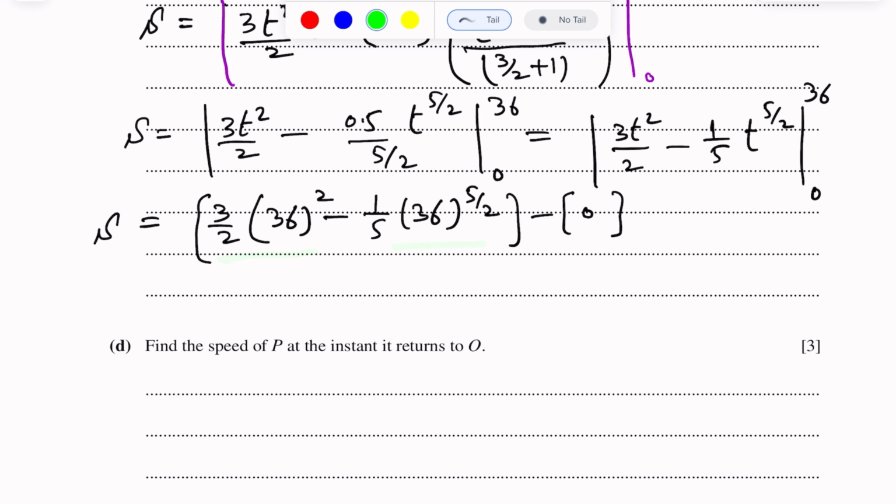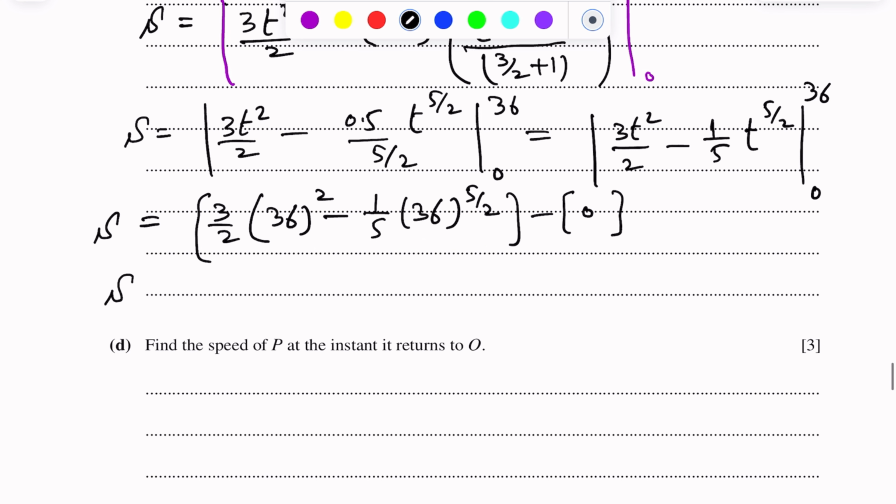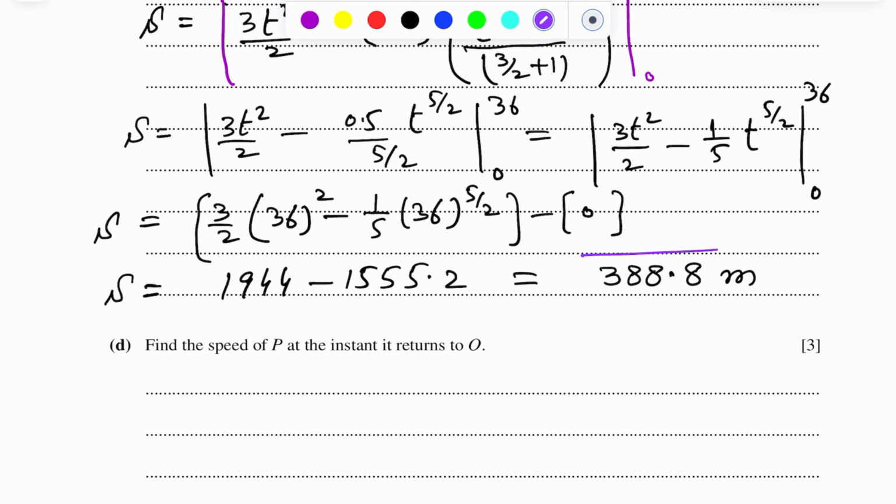Now simplifying this, we finally get the distance by subtracting the second term from the first term using a calculator. After calculation, the first term will be 1944, and the second term 1555.2, and finally the answer is 388.8 meter. This is the answer.